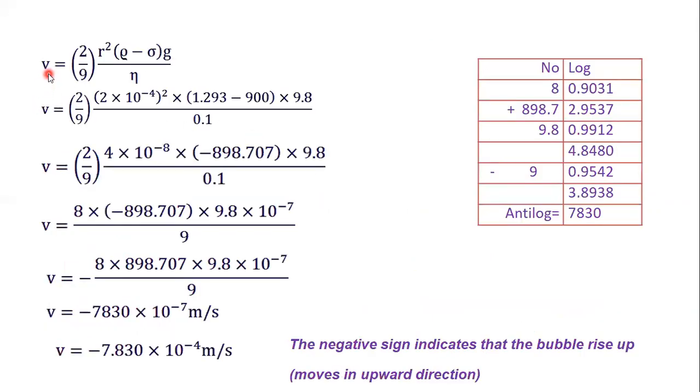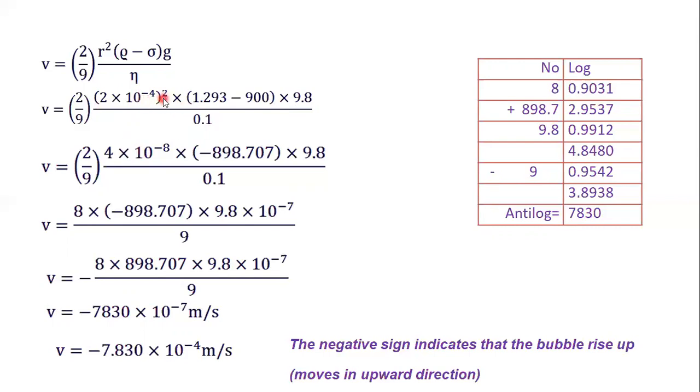Now we know the formula of terminal velocity. 2 by 9 r square, rho minus sigma, into g, divided by eta. After substitution of r square, 2 into 10 raised to minus 4, square. R is 0.2 into 10 raised to minus 3 meter. So we have written 2 into 10 raised to minus 4, its square. Now rho minus sigma, 1.293 minus 900, into g is 9.8. Coefficient of viscosity 0.1. Now let me simplify this one.